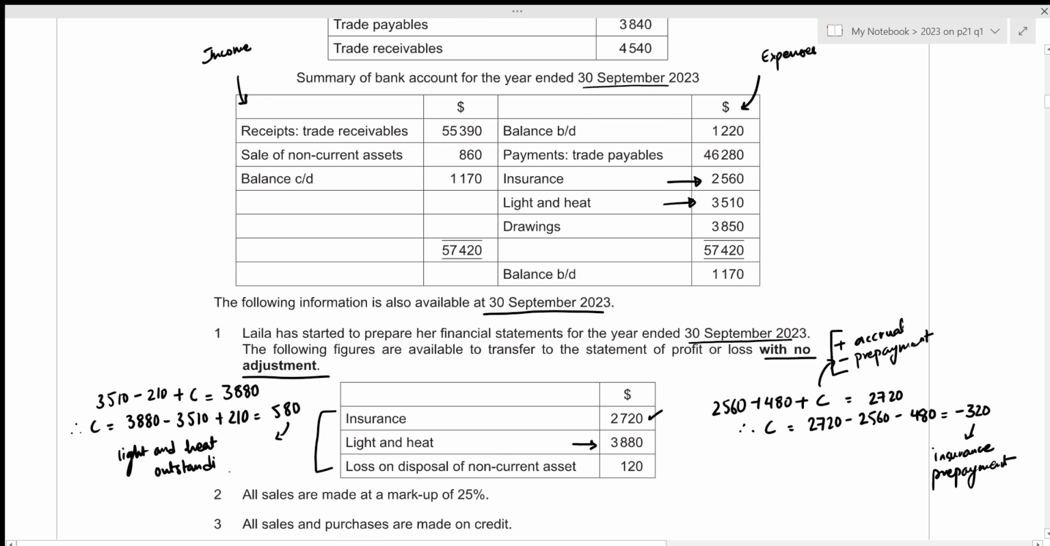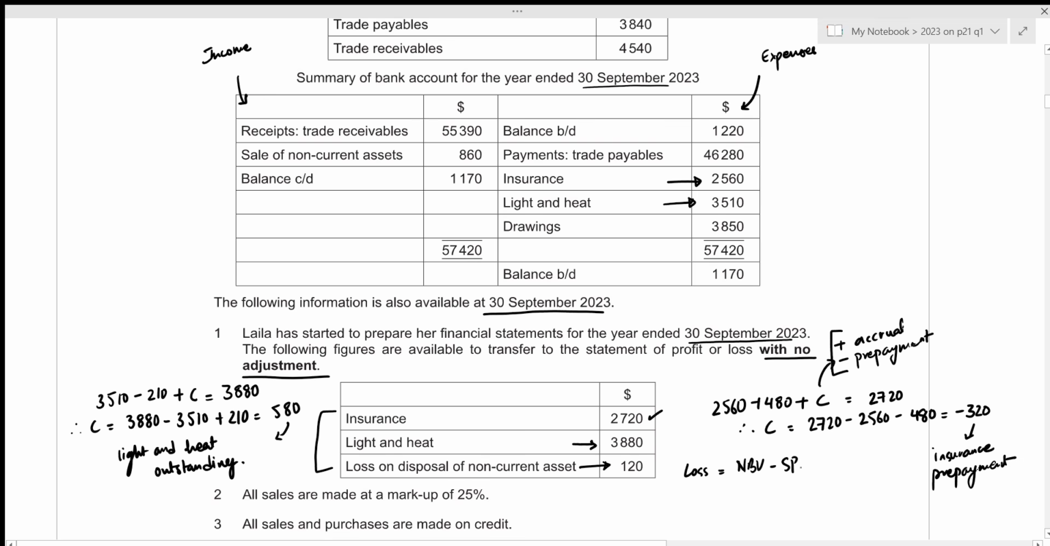So we are yet to pay this amount of 580 at our date of 30 September 2023. Then we have the loss on disposal of non-current asset. And remember that loss on disposal occurs when our net book value is higher than the sale proceeds. So in this case, the loss will be equal to net book value minus sales proceeds.